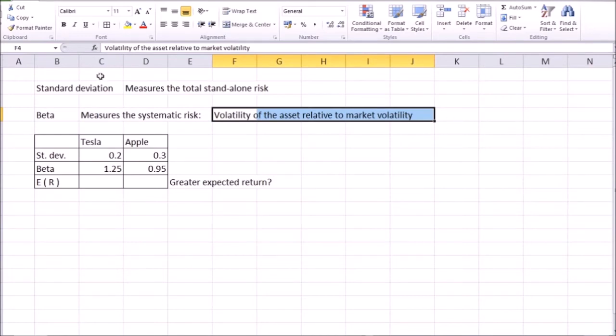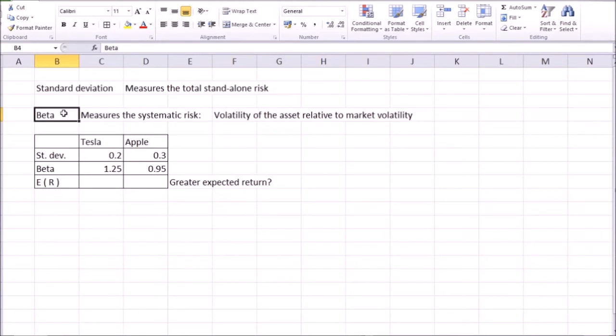In that case, the measurement, the beta, is going to be equal to 2. Now remember, it's only systematic risk that is rewarded with positive expected returns. So looking at this example of two companies, say Tesla and Apple, say we have a measurement of total risk of 0.2 for Tesla and 0.3 for Apple, and the measurement of beta of 1.25 for Tesla and 0.95 for Apple. Standard deviation is larger for Apple. The total risk is larger for Apple. Which of these two companies is going to have a greater expected return?